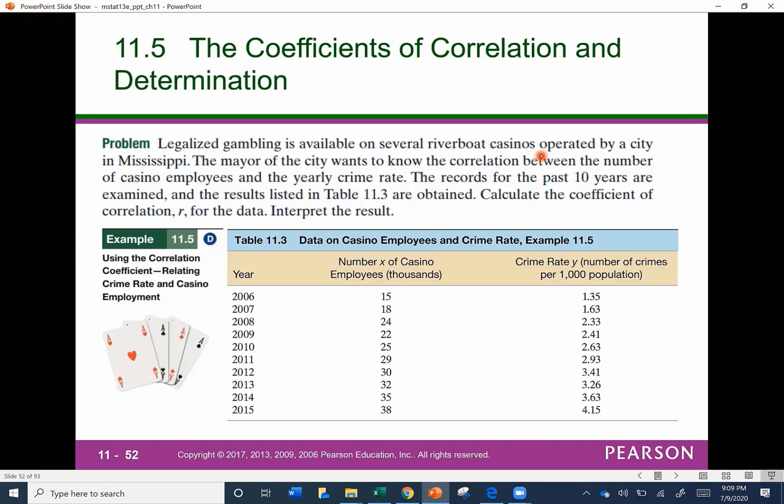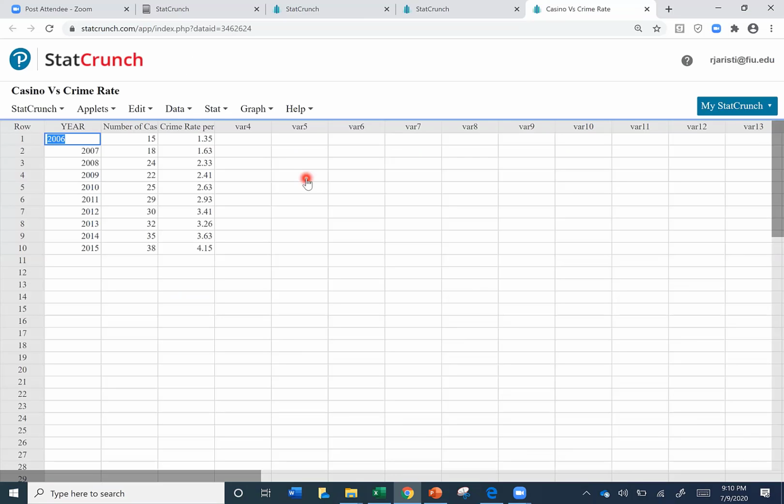Then the first thing that we have to do is solve this problem using technology. You can send this data either to Excel or to StatCrunch. In StatCrunch to know the answer, in Excel to obtain those answers using formulas. The software sends this information automatically to StatCrunch.